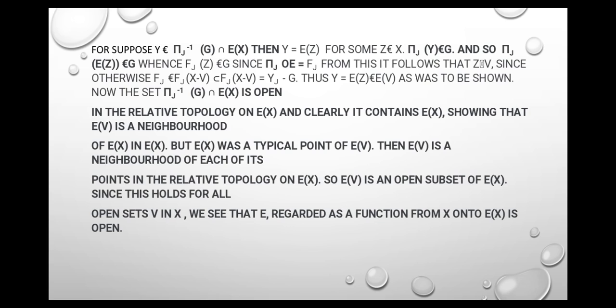Now the set pi_j inverse of G intersection E of X is open in the relative topology on E of X, and clearly it contains E of x, showing that E of V is a neighborhood of E of x in E of X. But E of x was a typical point of E of V. Then E of V is a neighborhood of each of its points in the relative topology on E of X. So E of V is an open subset of E of X. Since this holds for all open sets V in X, we see that E regarded as a function from X onto E of X is open.